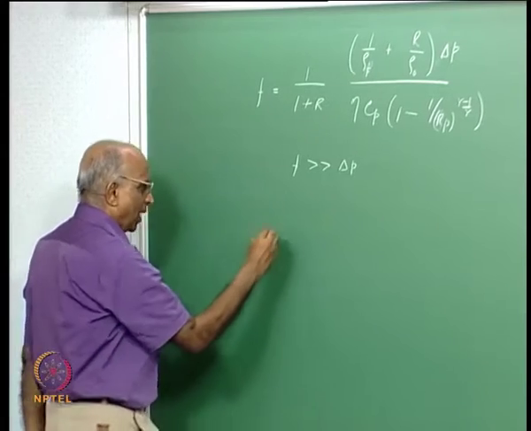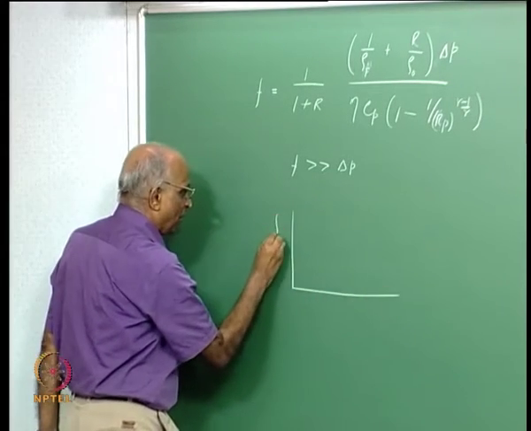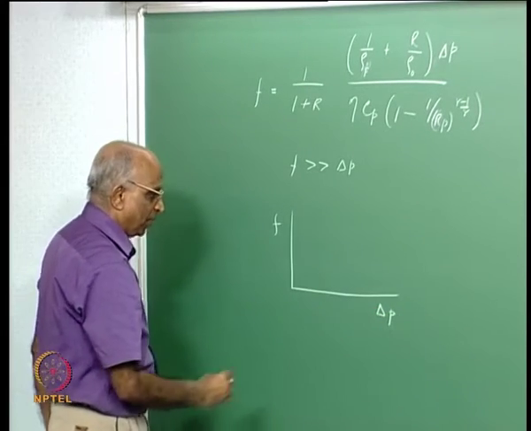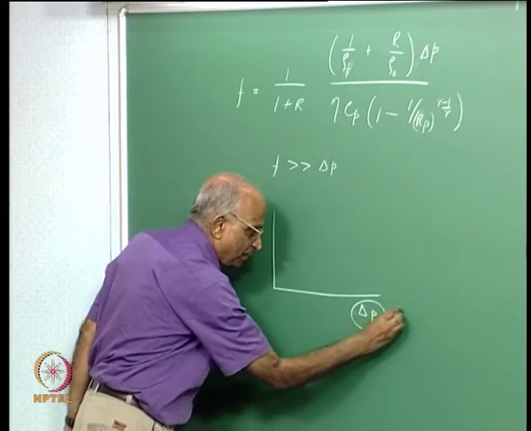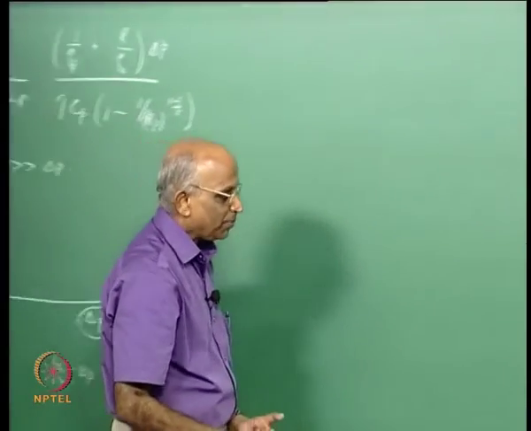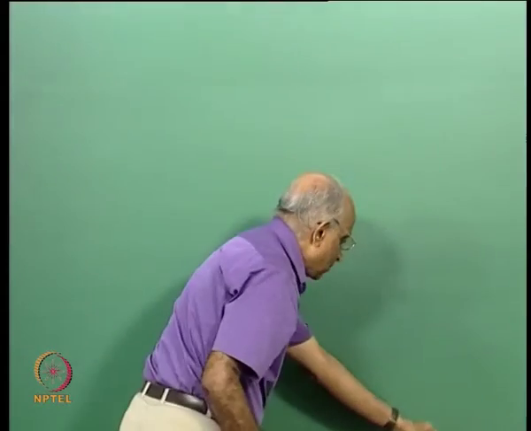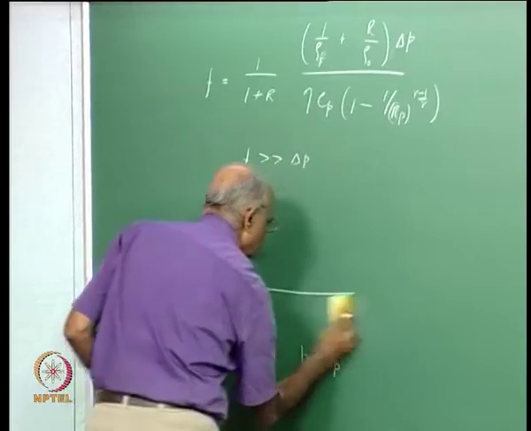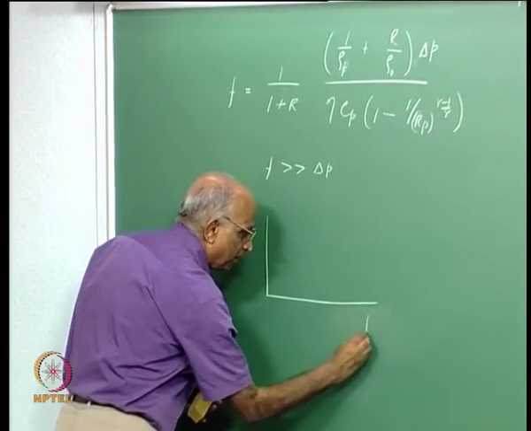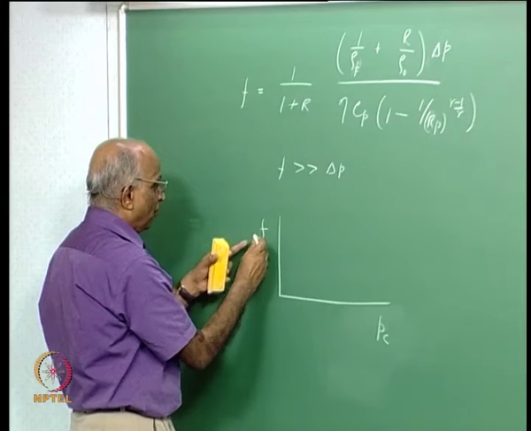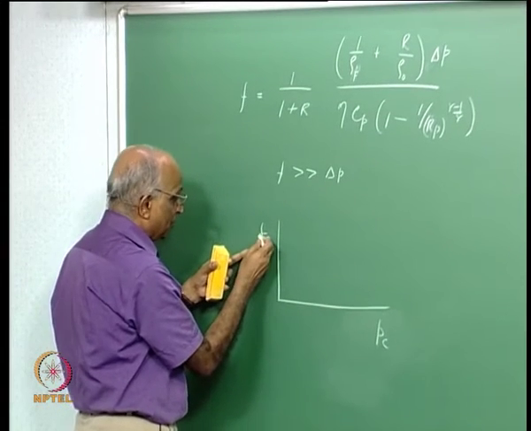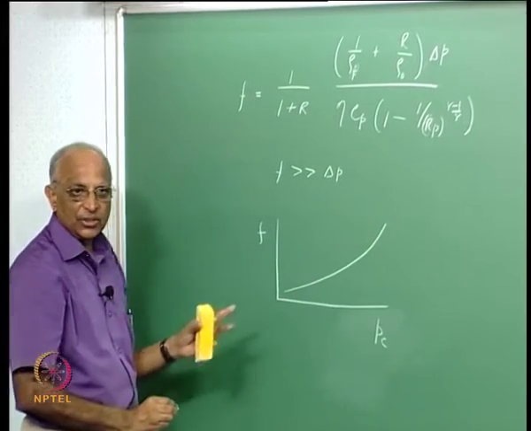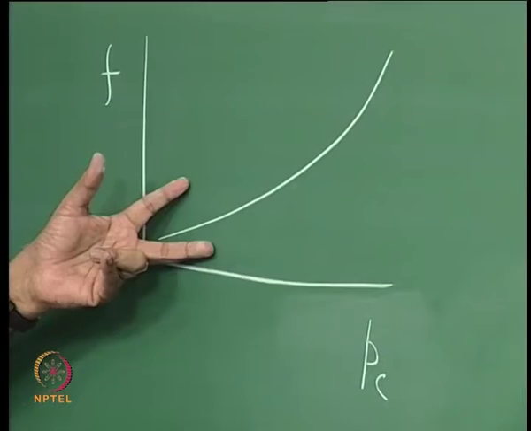What is the implication? If I were to plot the value of F as a function of delta P across the pump, the trend of the change of delta P should be similar to the trend of the change of chamber pressure. I can write this as Pc, chamber pressure. The fraction of propellant required to flow through the gas generator should increase as pressure increases. This is the first observation. Is this all right according to you?